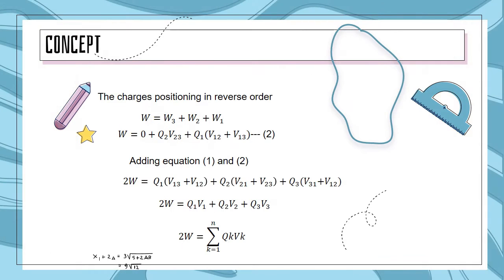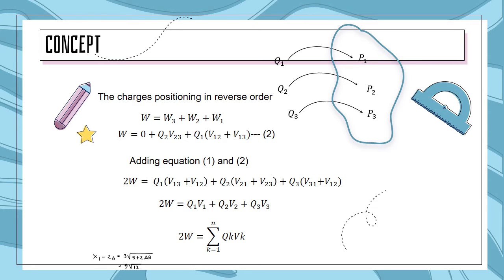Okay, next, if the charges were positioned in the reverse order, W is equal to W3 plus W2 plus W1, where the work done for charge 3 is equal to 0, the work done for Q2 is equal to Q2 V23, and the work done for Q1 is equal to Q1 in bracket V12 plus V13. We let that be equation 2.